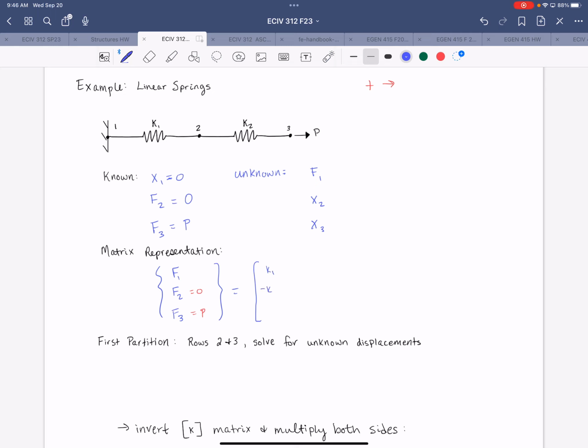K1, negative K1, 0 in the first column; negative K1, K1 plus K2, and negative K2 in the second column; and then the third column is 0, negative K2, and K2. That matrix is multiplied by the displacements, x1, x2, and x3, where we know x1 is equal to 0, and we don't know the others. I like to always label the columns in the stiffness matrix as a reminder of what they get multiplied by.